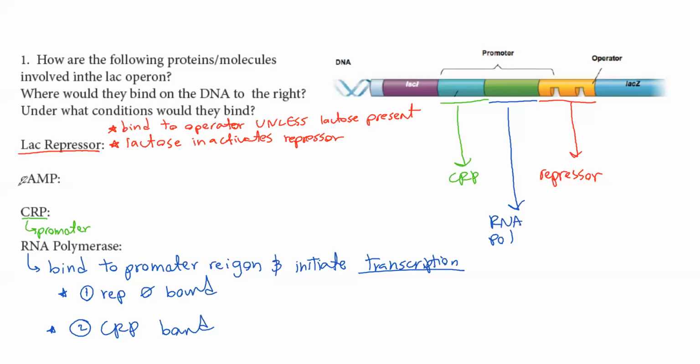Next, we can talk about cAMP. I'm going to put this in green because cAMP is related to CRP. The important thing to know about cAMP is it lets us know about glucose. When we have low levels of glucose, that means we have high levels of cAMP. This brings us to CRP, or the promoter. It will only bind to the promoter region if cAMP is present. So it can only do its promoting if we have lots of cAMP.